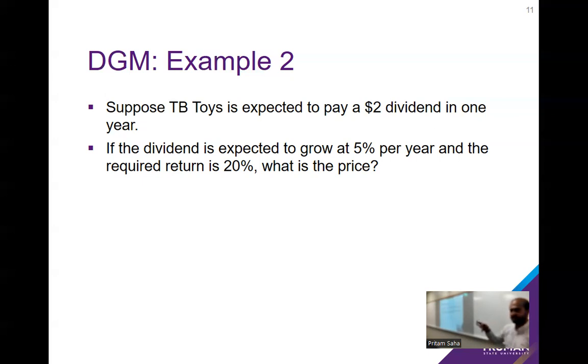That sounds familiar. So is the dollar D1 or D0? D1. Okay, so that means the dividend is $2, right? You don't need to grow it again. Discount rate 20%, growth rate 5%. Right? Okay, good job.